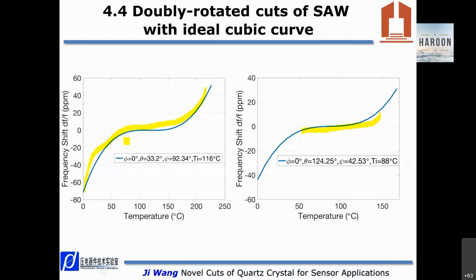You may remember for the ST cut, the frequency temperature relation is parabolic. So for these orientations, we really have good frequency temperature relation. But there is a drawback. The drawback is that for these orientations, the turnover temperature is quite high. It's not the room temperature. So the ST cut has a turnover temperature about 40 degrees Celsius. But here, these two orientations, although they have a cubic frequency temperature relation, the turnover temperature is quite high.